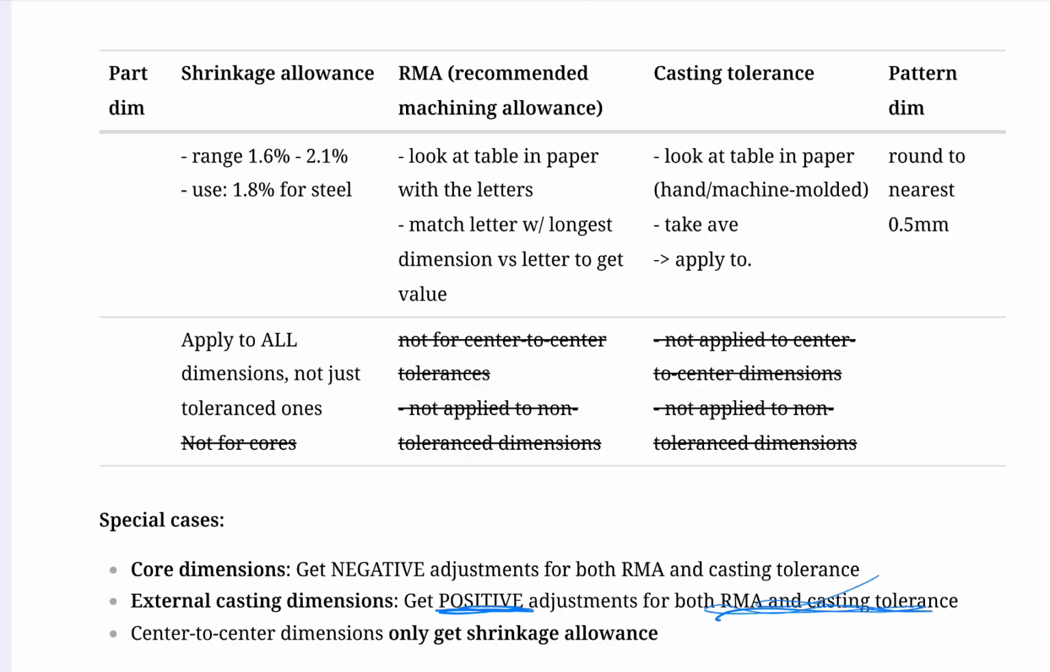Okay. So then we have our casting tolerances that are also, as far as I understand, positive. They follow a similar process. They're just at the casting table, where you look at the table in the paper for hand or machine molded. So under this category, take the average and apply it to the dimension. Again, not to center tolerances and not to non-tolerance dimensions. So these are very similar. They're just using different tables.